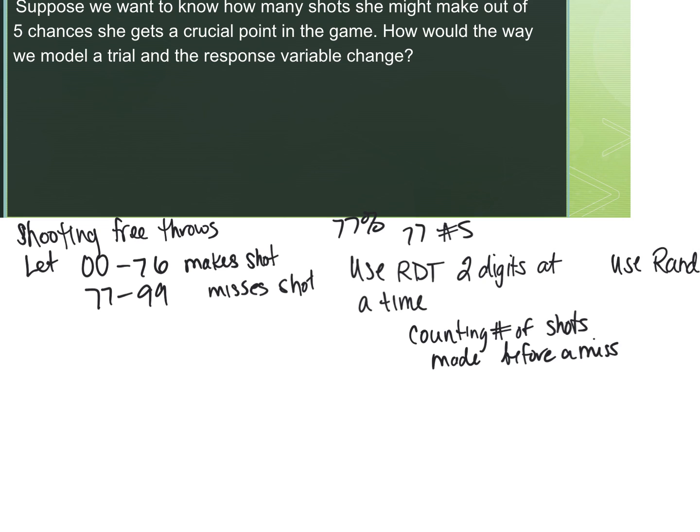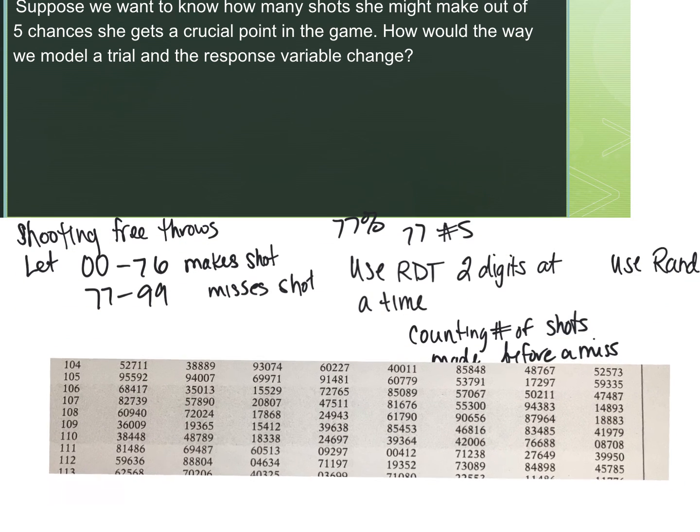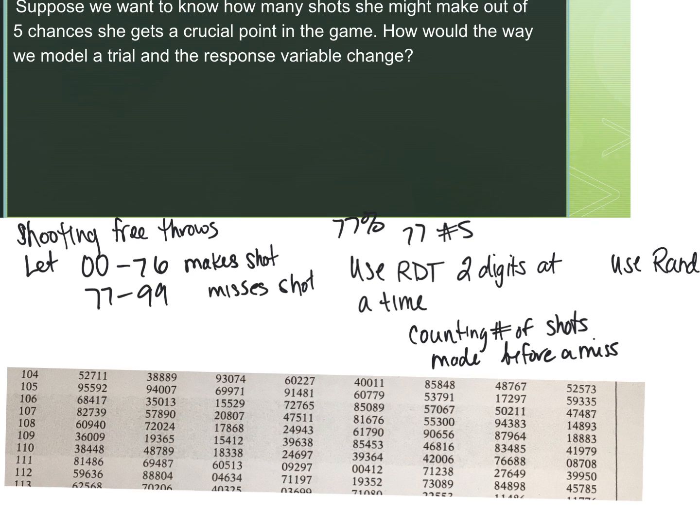Let's say we start with line 4. Okay, we'll skip line 3 because it gives us space to write. So now our response variable is still average number of shots made in a row, right? That didn't change either. So now we're going to go 2 digits at a time. It's sometimes a little bit more complicated because you have to think a little bit harder, right? We're looking for 77 to 99 means she misses it. So my first number is 52. That's a make, right? So that's a Y.